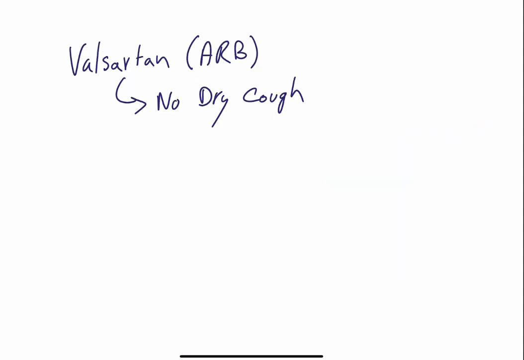Moving on to valsartan, an ARB, an angiotensin II receptor blocker. ARBs and ACE inhibitors can be used interchangeably. They have identical use cases, and the key difference is ARBs don't cause a dry cough.